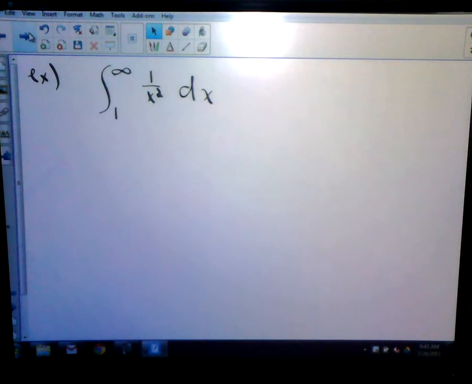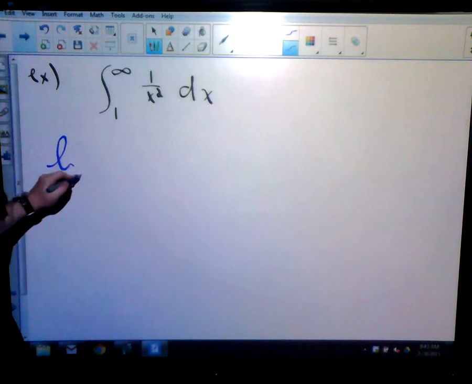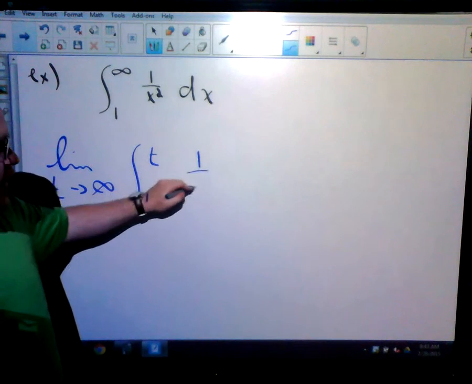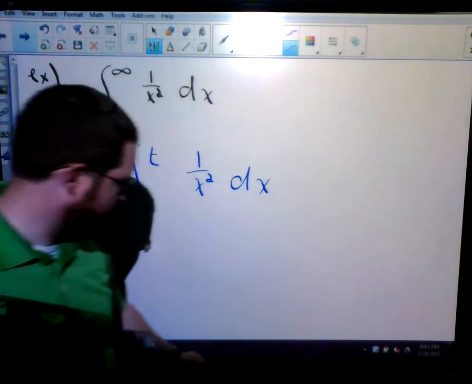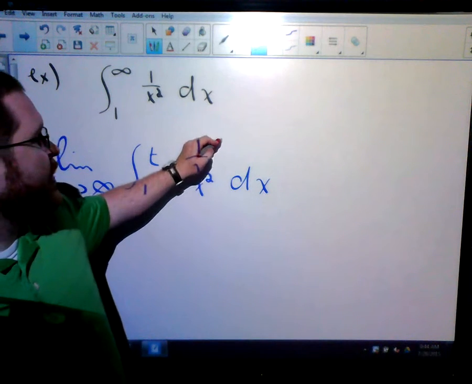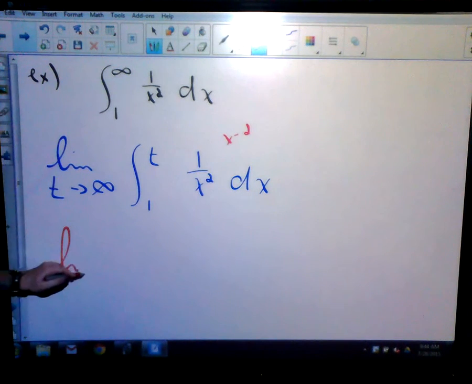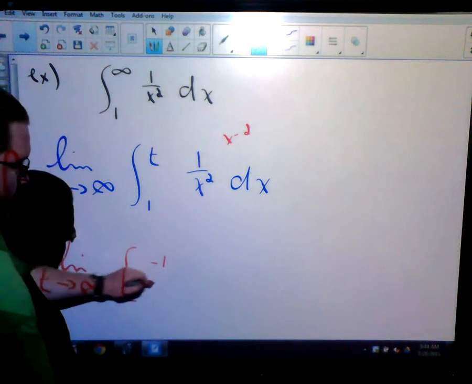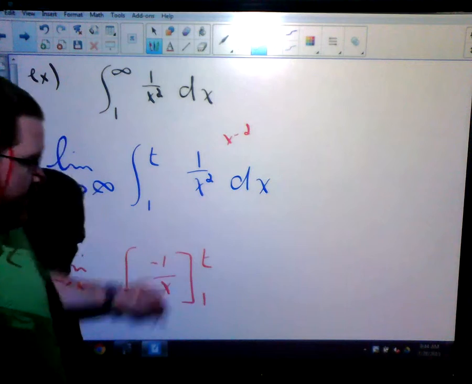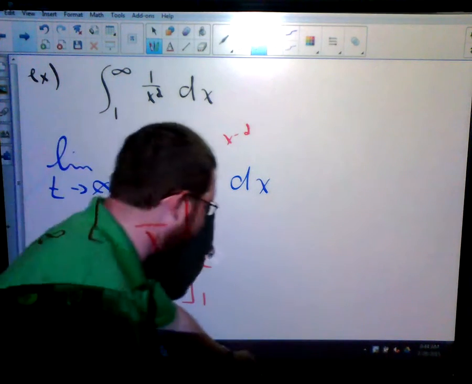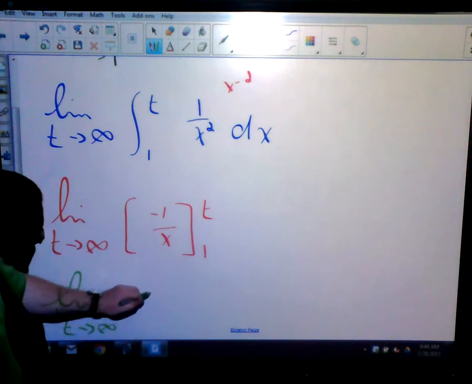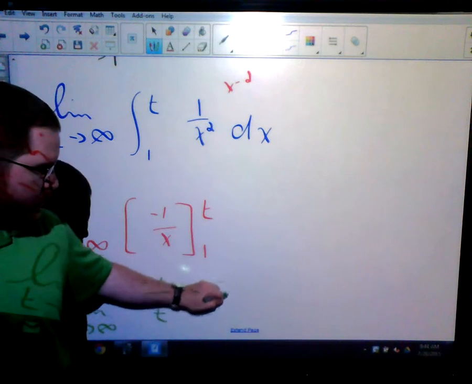So let's do this problem like we said earlier. So this is really the limit as t goes to infinity from 1 to t of 1 over x squared dx. That's x to the negative 2. If you integrate that, you get negative 1 over x evaluated from 1 to t. So that tells me it's the limit as t goes to infinity of negative 1 over t minus negative 1 over 1.